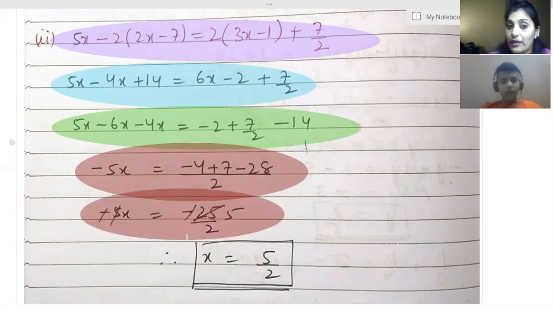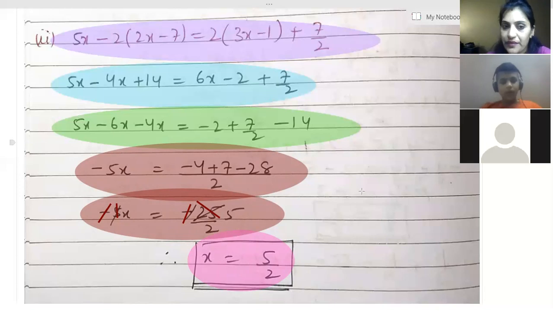So what I did, I just simply cancelled this minus sign. Then this 5 got cancelled with this 25, resulting in 5 by 2. So my x value is coming out to be 5 by 2. Rashi, I hope you understand, beta. I think it must be clear. Yes, ma'am, it's clear. Okay, great.